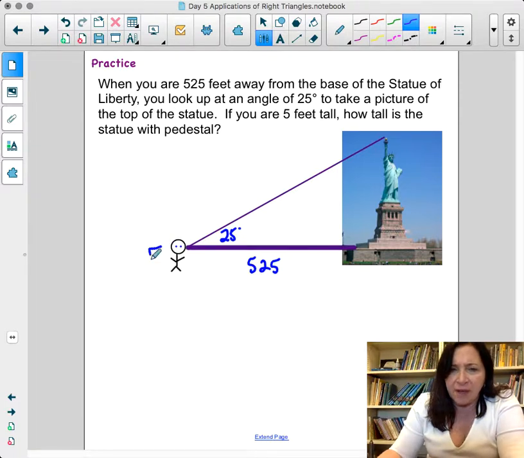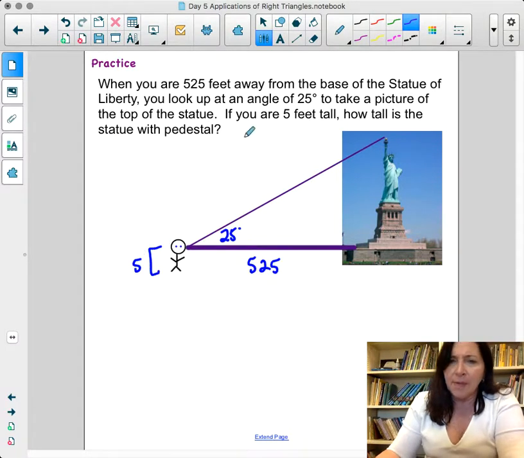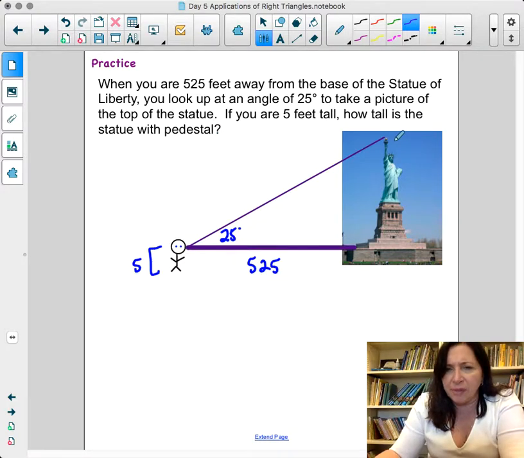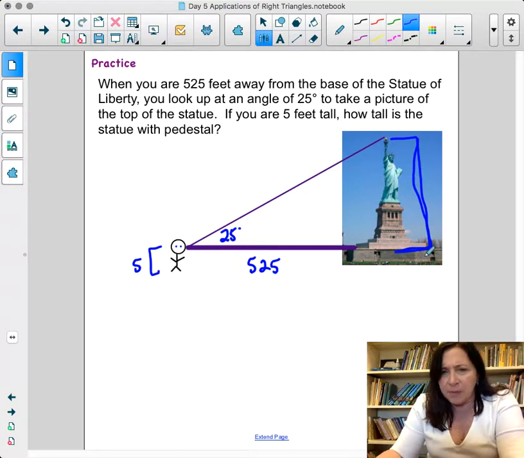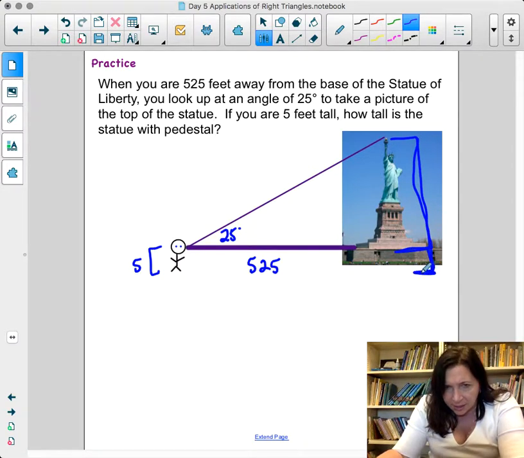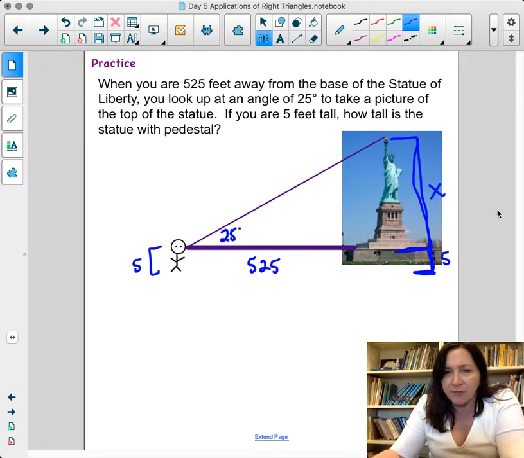Now, if you are 5 feet tall, so that's how tall you are, how tall is the statue with the pedestal? So they want this height right here. Keep in mind that when I'm done, I am going to have to add your feet, how tall you are. So we're going to try to find x.